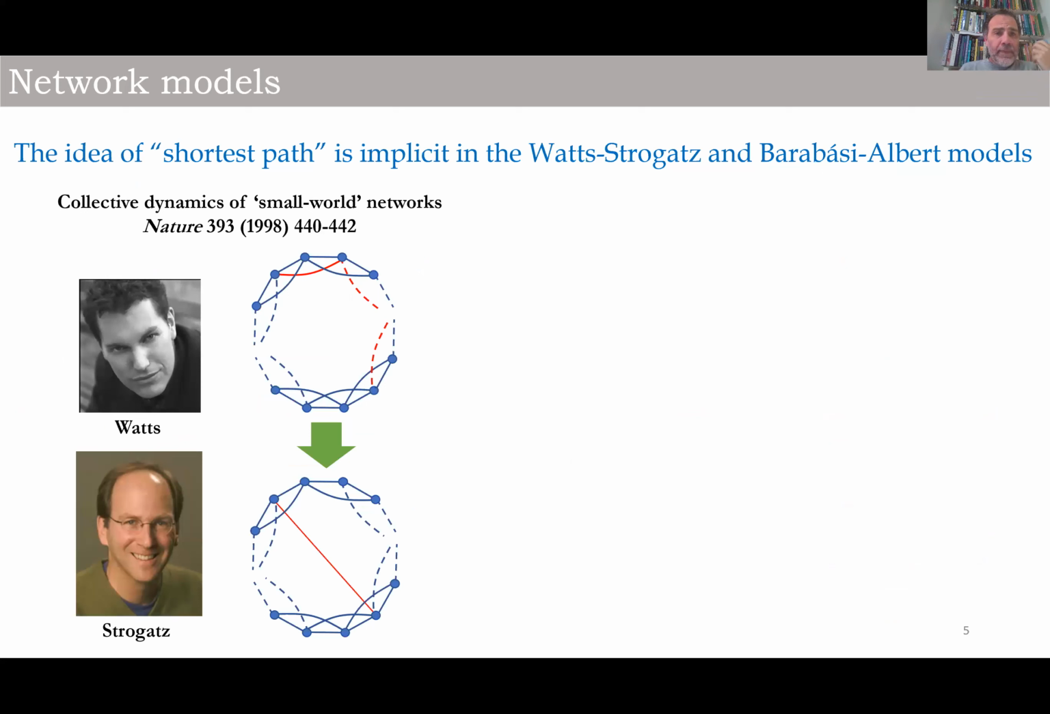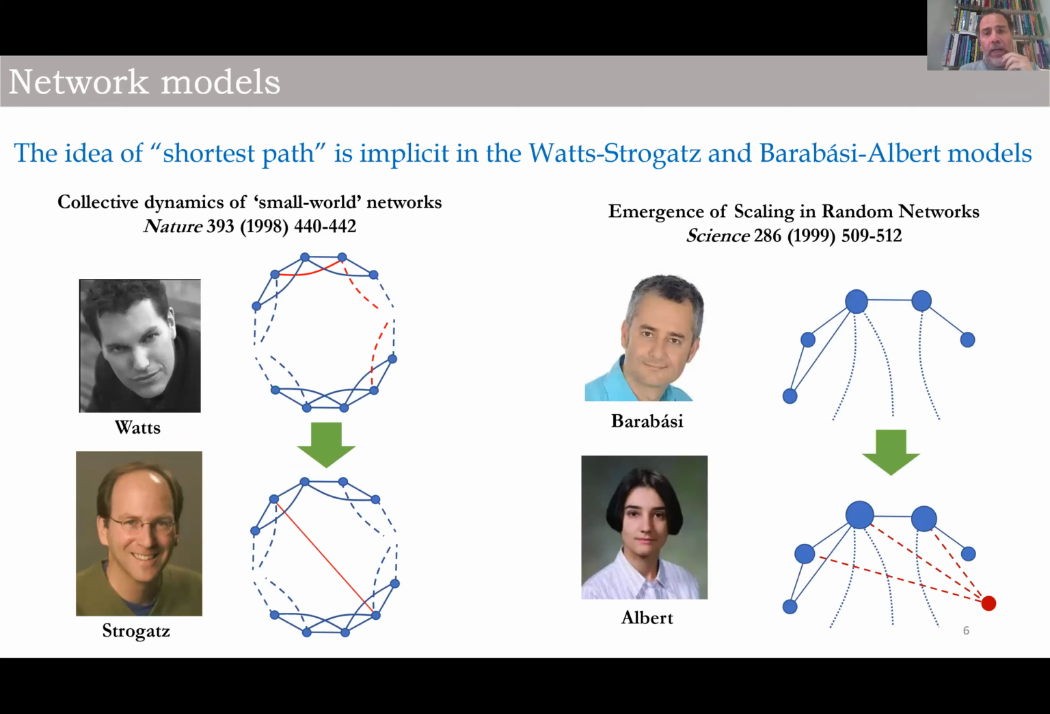So the concept of shortest path is implicit in the most popular and well-known models for the analysis of the evolution of networks, such as the Watts and Strogatz small world network model, published in Nature in 1998. So, one of the most cited papers of all times in the whole history of science. And the other one is the Barabási and Albert model. So I will mention very sketchily what the models are about.